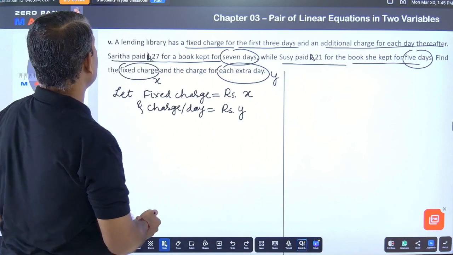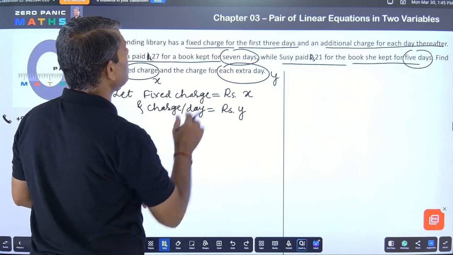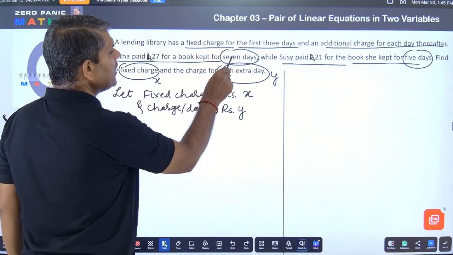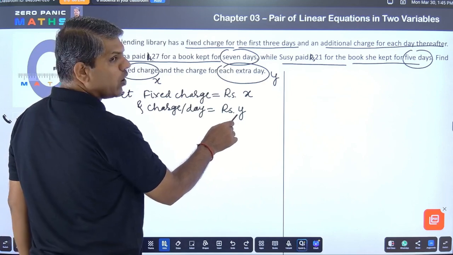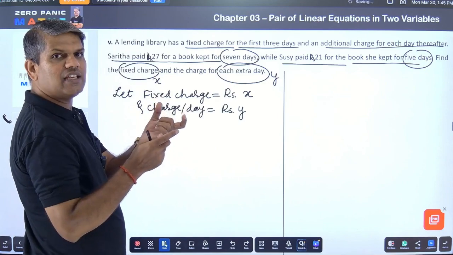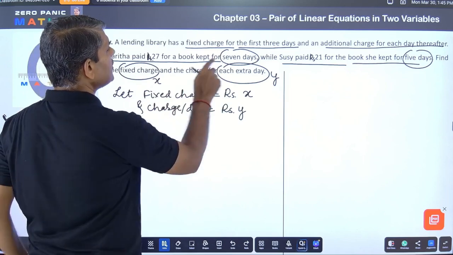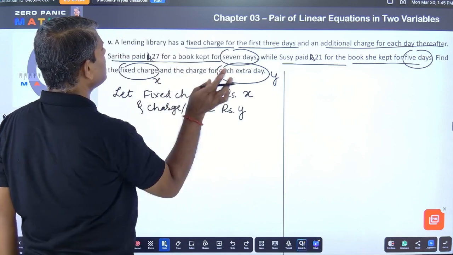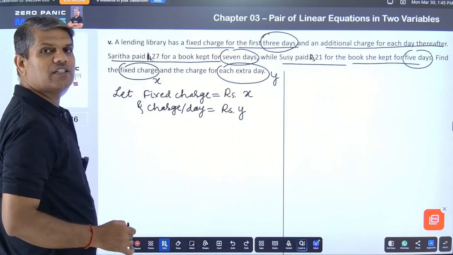Now, secondly, they have given that Sarita paid 27 rupees for a book kept for 7 days. So if the book is kept for 7 days, the per day charge is y. Out of 7 days, the first 3 days are a fixed charge, right? For the first 3 days they have to pay a fixed charge.